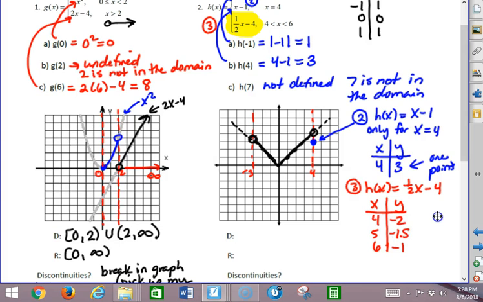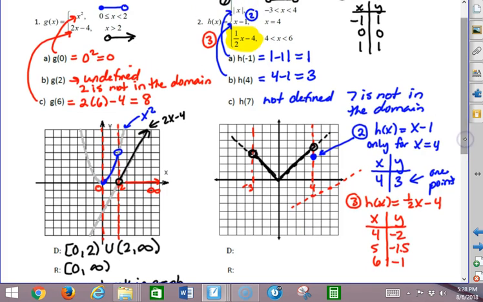So I have 4, -2, and I have 6, -1, and I have 5, -1.5. So basically I'm looking at this line right here. Okay, so there's the line I'm looking at. But I only want the section of the line from 4 to 6. Open at 4, open at 6.